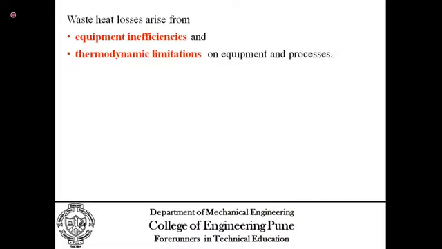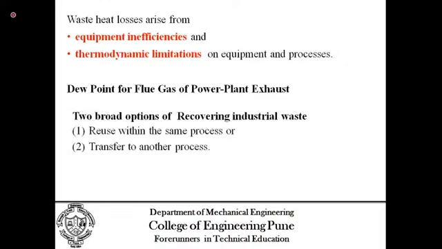There are two broad options of recovering industrial waste. The first is reuse within the same process, and second is transfer to another process. In both of these processes, we will require some sort of equipment which will help us to reuse this energy, and that is what the heat recovery systems are. Obviously, we will be using some heat exchangers which will reuse this heat energy.